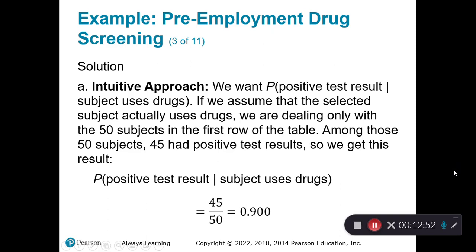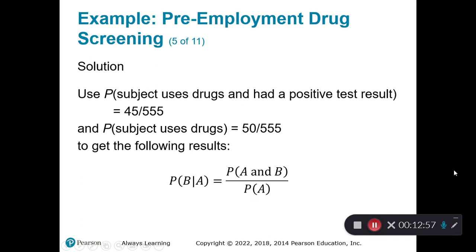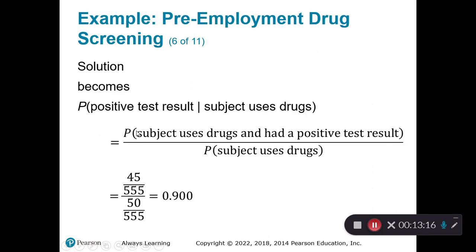And now let's look at part B of this question. If we were looking at the probability of a subject using drugs and having a positive test result, using the more formal approach, we would get the same answer. But I want to make a point here. Whether we are using our common sense by counting or the more formal approach of using the formula, we should get the same result.